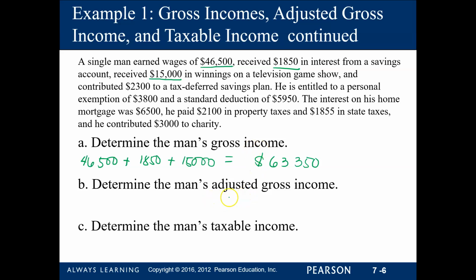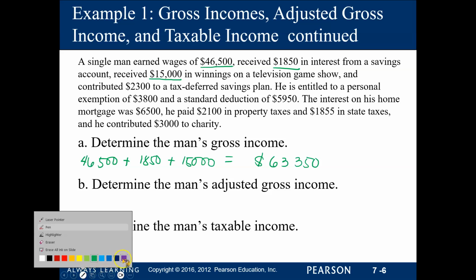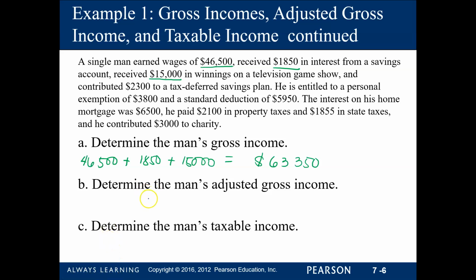Now, we need to find the adjusted gross income. Remember, according to our definition, to find the AGI, we first need the adjustment.